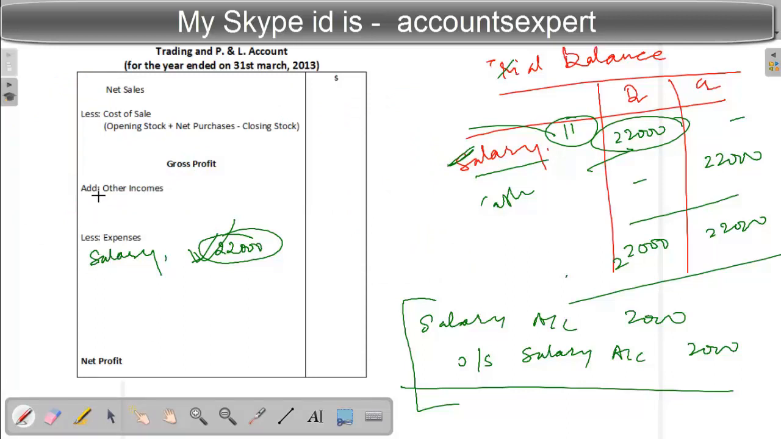Now see here, salary is expense or income? Tell me. Expense. Salary is expense, and expenses are always debit, isn't it? Now see, in this entry I debited the salary. So tell me, direction same or reverse? Same direction. So what we will do? We will add, isn't it?